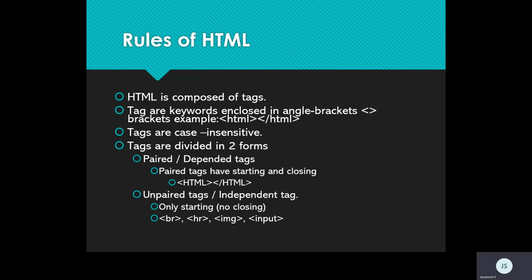So, what are the rules I have to remember to start my HTML code? HTML is basically composed with the help of tags. So, what is a tag? A tag is a keyword enclosed in angular brackets. In between the angular brackets, if I put a keyword, I must use it as HTML; I cannot say hypertext markup language. It's a reserved keyword. I must use the same keyword in between the angular brackets. If I enclose it, that is considered a tag.